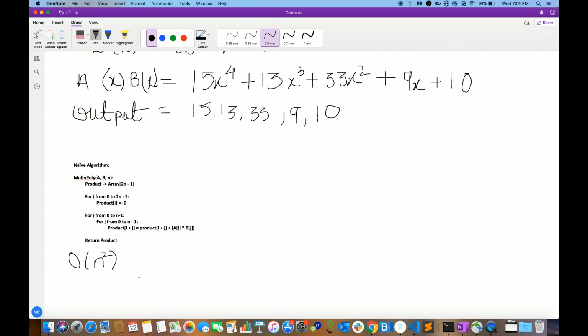So we can think of another divide and conquer algorithm. We will think about the naive approach for the divide and conquer algorithm. So the idea is we are going to take our long polynomial and break it into two parts, the upper half and lower half.